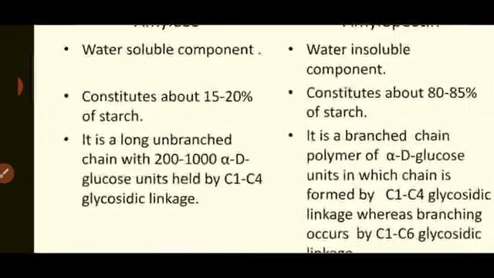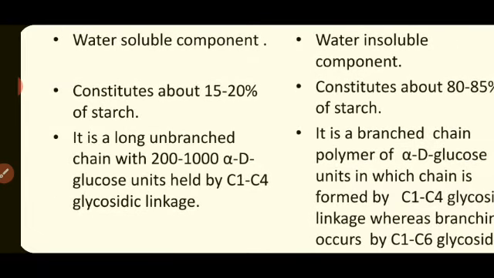How is amylose? It is a long unbranched chain. Unbranched means straight chain, no branching at all. A chain with 200 to 1000 alpha D glucose units held by C1-C4 glycosidic linkage, as we have already seen in lactose or even in maltose. But here only alpha D glucose molecules are linked together. So it is very similar to the maltose structure.